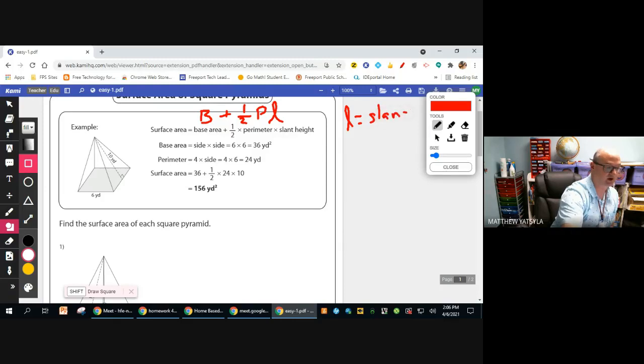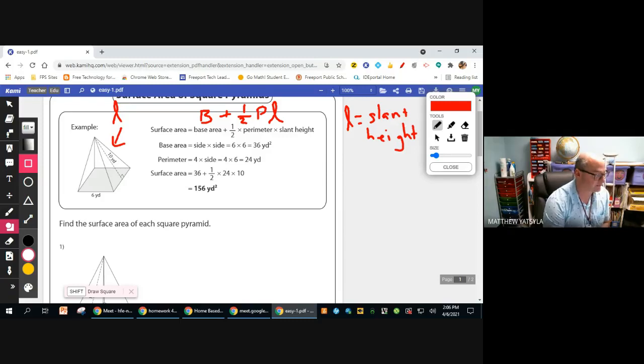Now, what slant height actually means is the height of the face. So this here is going to be our slant height. The height of the face, not the height of the entire pyramid. Now, what this lets us do is we know the size of one face. All the other faces will then work along with it.